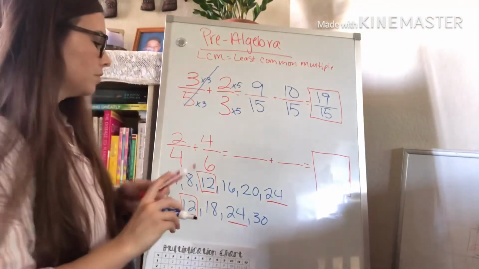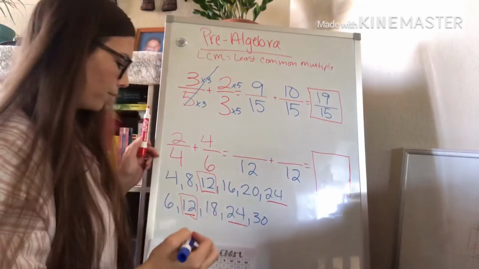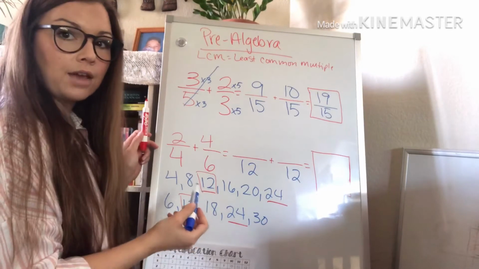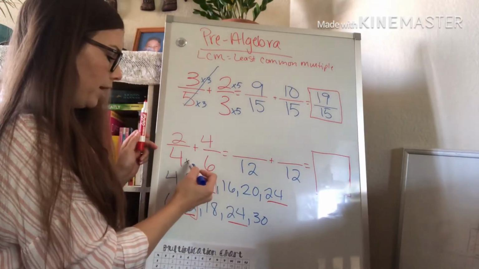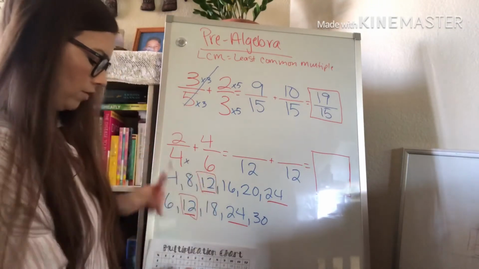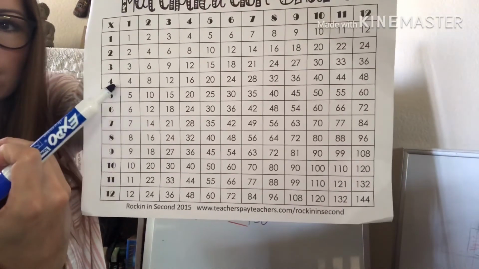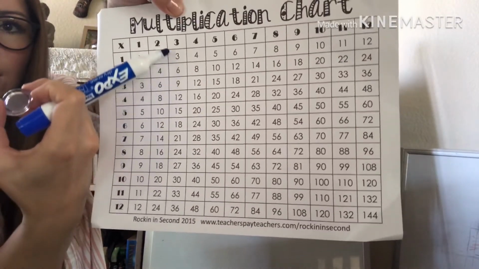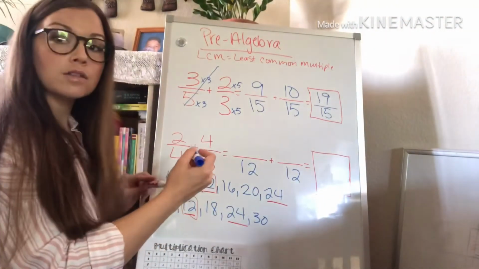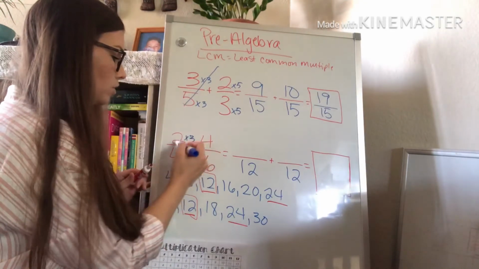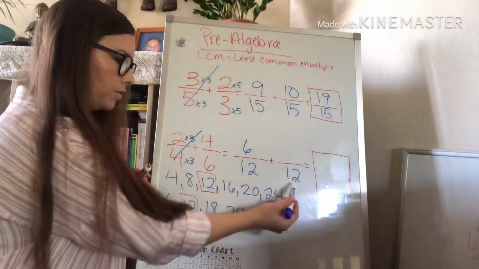Right? So now I'm going to change my denominator here to 12. Okay? And how did I get from 4 to 12? Well, if you're not sure, you can look over here and see how did I get from 4 to 12. Oh, I multiplied by 3. Okay, so if I multiply the bottom by 3, then I have to multiply the top by 3. So 2 times 3 is 6. That one's done. Now we're doing the second one.